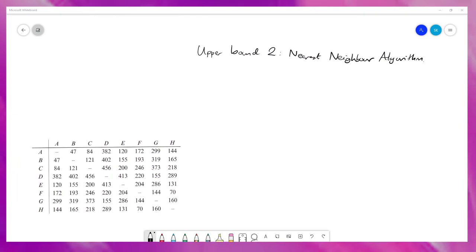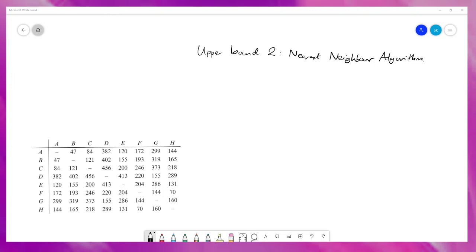So the nearest neighbour algorithm is generally a little bit quicker than the minimum spanning tree method that we looked at in the previous video. The thing with the nearest neighbour algorithm is it looks a lot like Prim's in terms of the way we approach it. The nearest neighbour algorithm finds a tour.